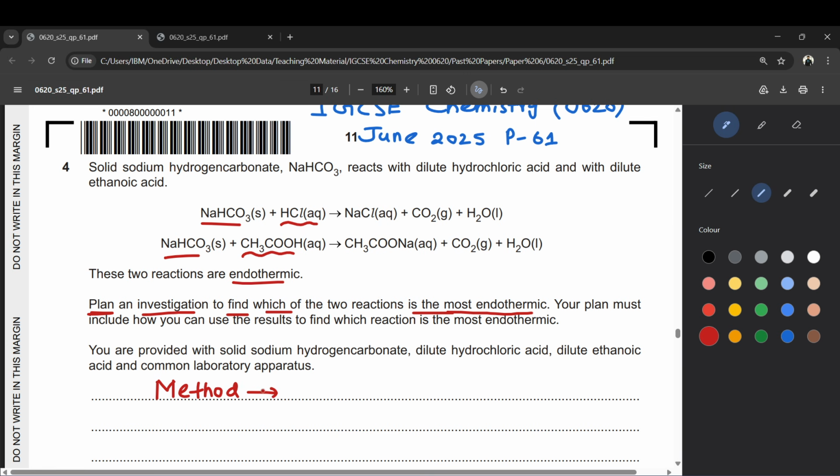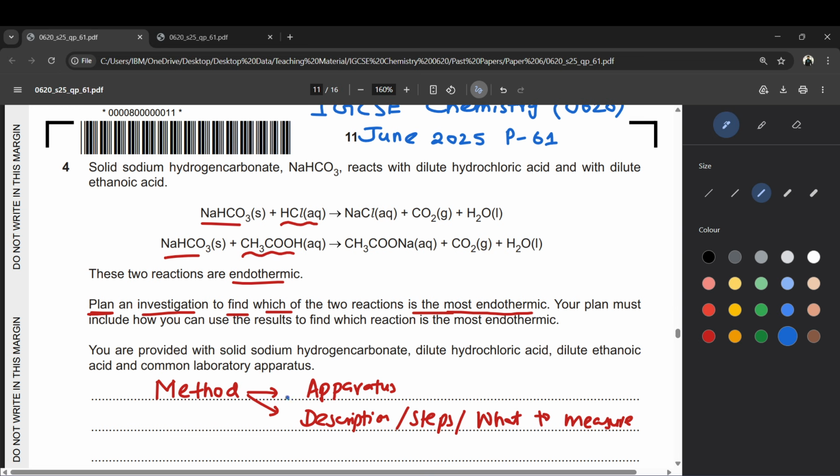The method to carry out the experiment. Within this method section, there are two things. The first one is the apparatus that you're going to use. The second one is the description, or the steps that you're going to give, how you're going to carry out the practical, and especially what to measure. This is the most important part.